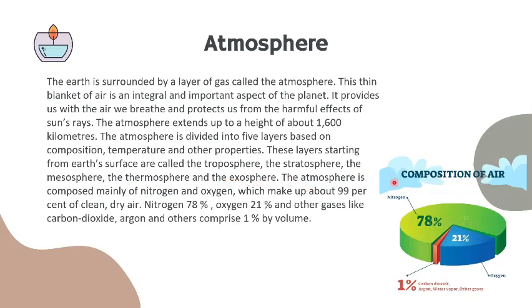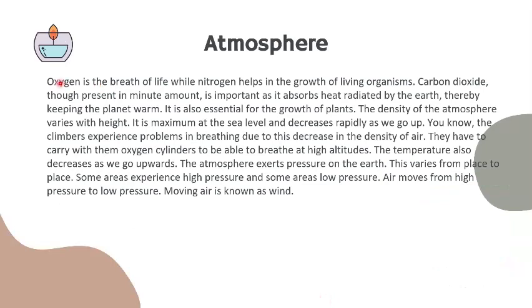The atmosphere is composed mainly of nitrogen and oxygen, which make up about 99% of clean dry air. Nitrogen 78%, oxygen 21%, and other gases like carbon dioxide, argon, helium, everything comprise 1% by volume. So as you can see in this pie chart, nitrogen 78%, oxygen 21%, and 1% is the carbon dioxide and other gases, as you would like to call it.